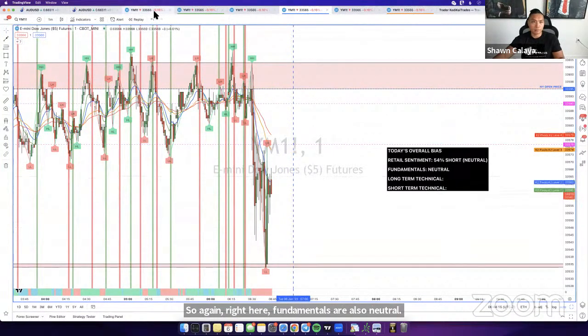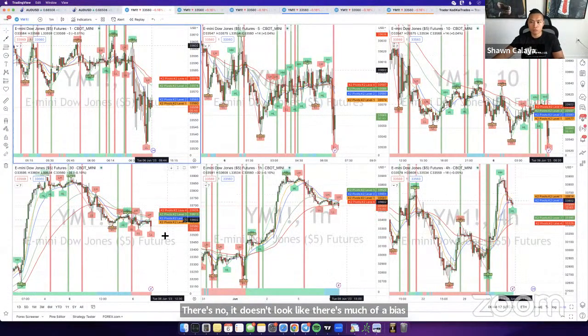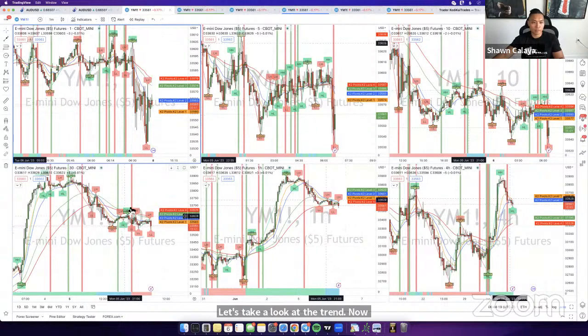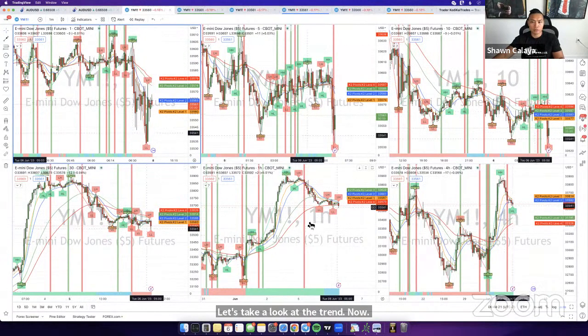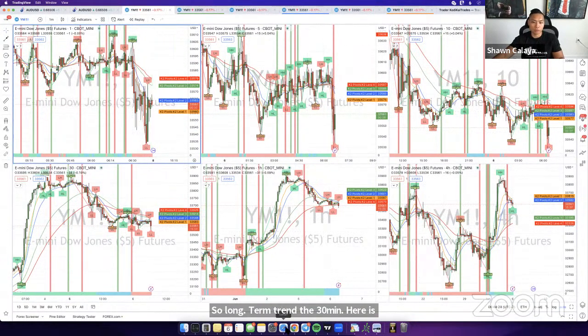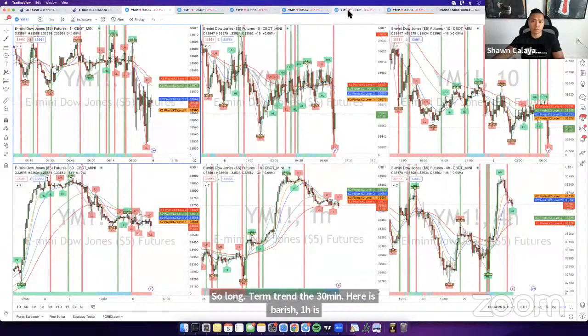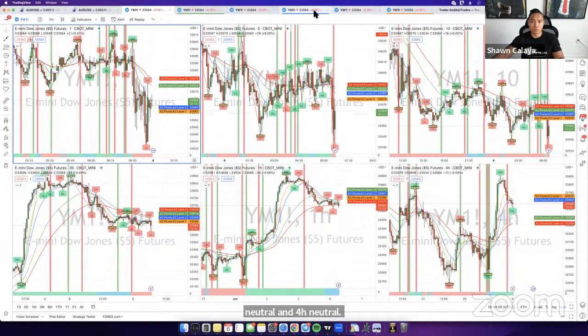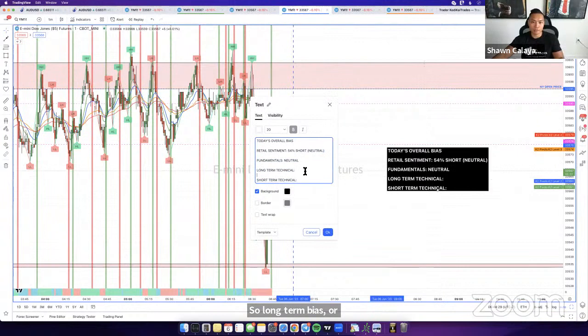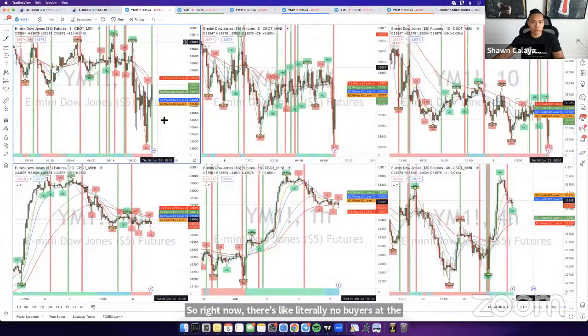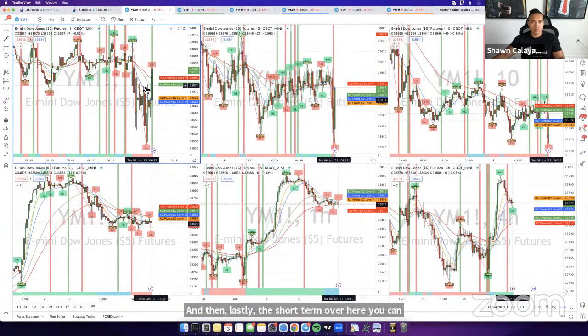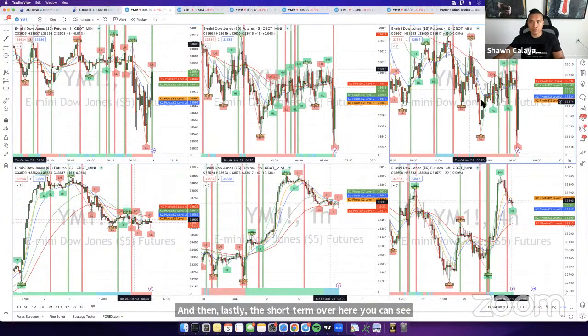Let's take a look at the trend now. So long-term trend, the 30-minute here is bearish, 1 hour is neutral, and 4 hours neutral. So long-term bias or long-term technicals are also neutral. So right now there's like literally no bias at the moment. And then lastly, the short term over here, you can see that it's right in between the pivots, also neutral.